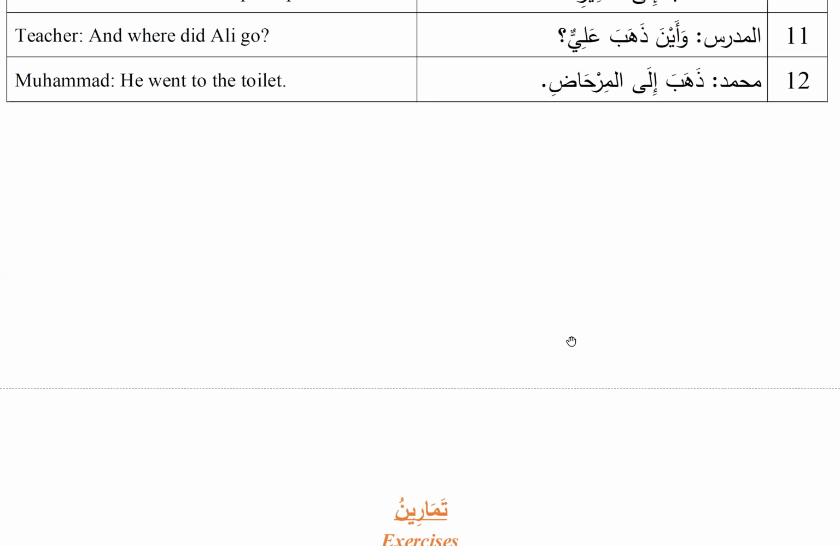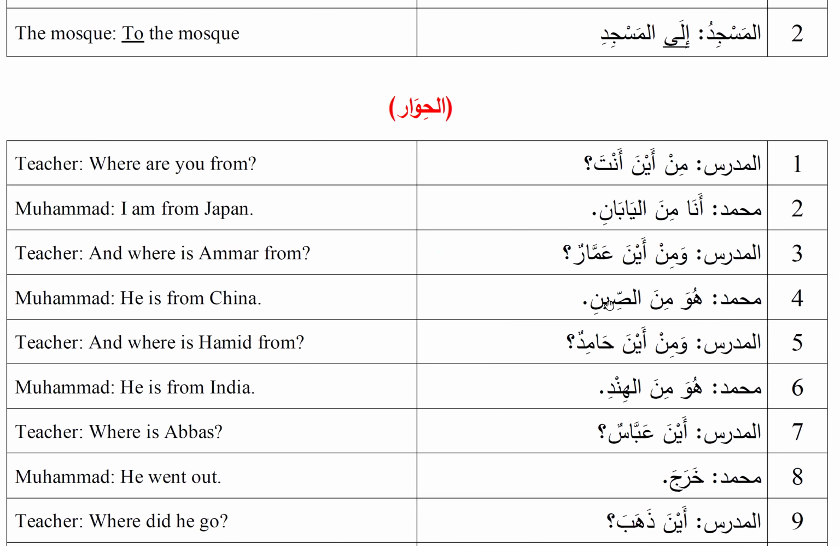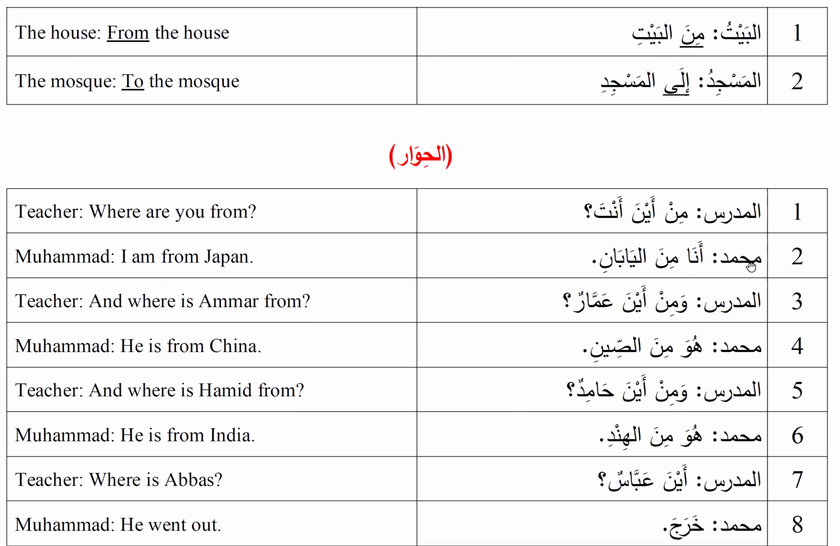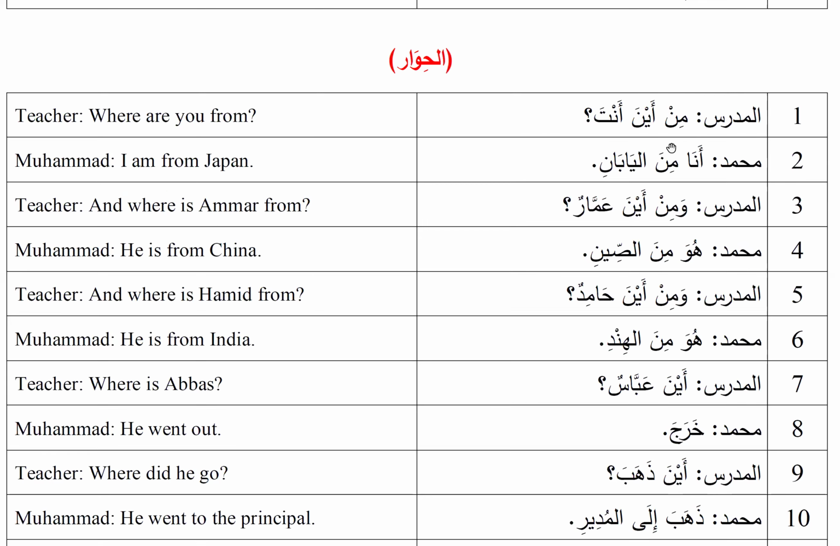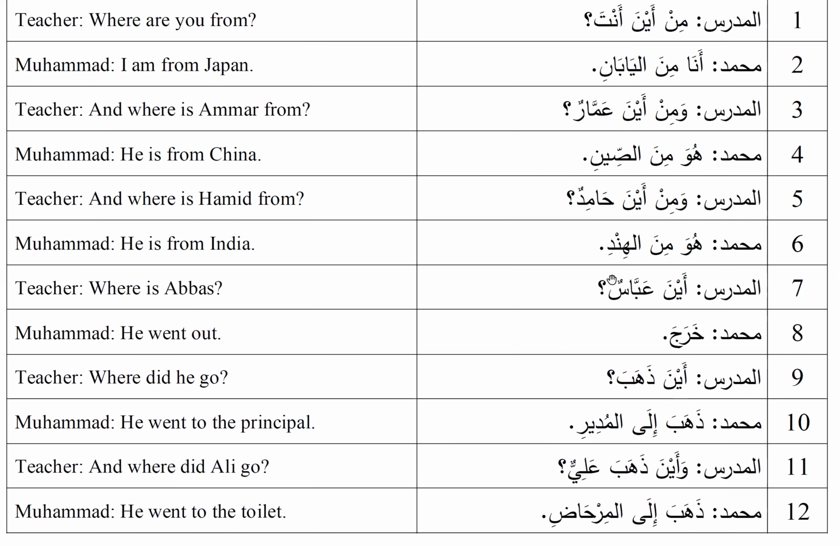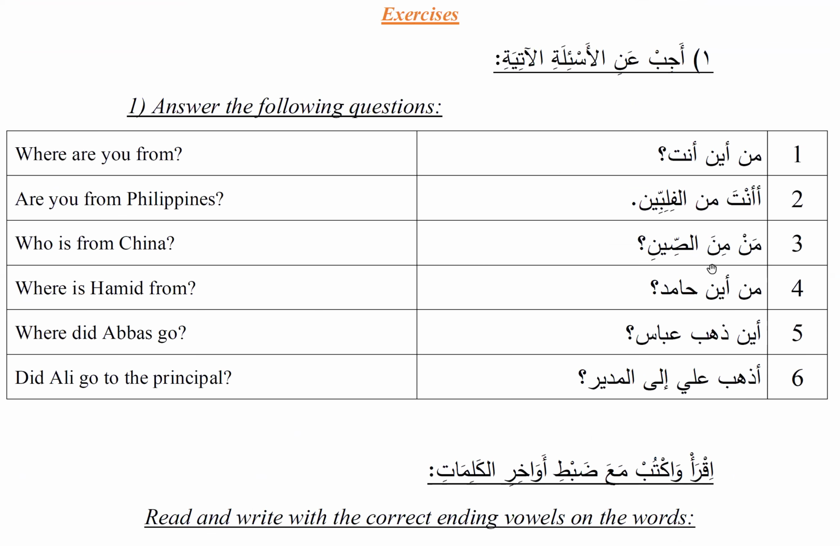Who is from China? So if you look at the passage here, he says that عمار هو من الصيني. So we're going to say the answer is عمار من الصيني. من أين حامد? Where is Hamid from? So here he asks about Hamid. So المدرس من أين أنت محمد أنا من الياباني. طيب, here is given us Muhammad. There's no Hamid. He asks about Hamid. ومن أين حامد? So he says هو من الهندي. So we can say the answer as حامد من الهندي.